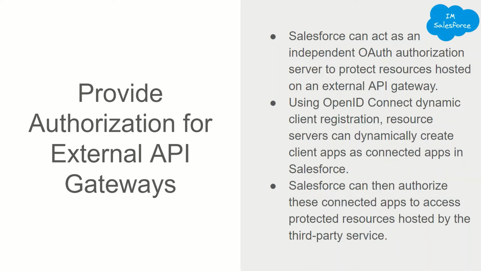Then provide authorization for external API gateways. Salesforce can act as an independent OAuth authorization server to protect resources hosted on an external API gateway. Using OpenID Connect dynamic client registration, resource servers can dynamically create client apps as connected apps in Salesforce. Salesforce can then authorize these connected apps to access protected resources hosted by a third-party service.